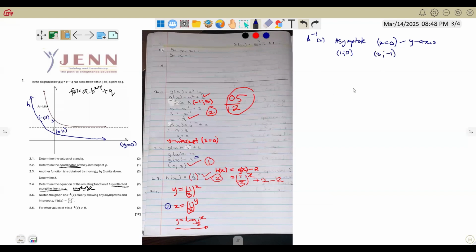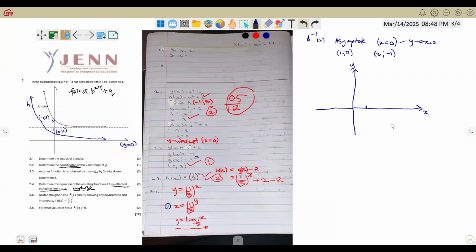Now let us just draw our axis. This is our axis. Is that clear? Yes, sir. This is y. This is x. Let us go. So this one, it means it's now the x-intercept, right? Yes, sir. So somewhere here. Is that clear? Yes, sir. Then this point 3, negative 1, it means it's gonna be somewhere here.